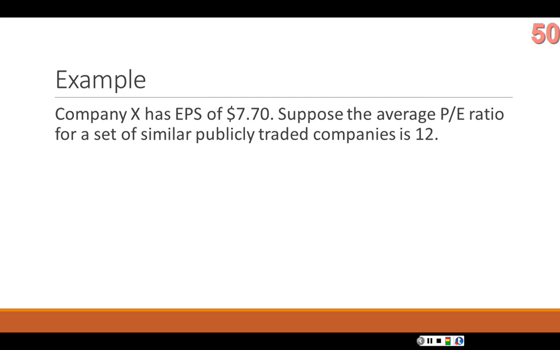So here's an example. Company X has earnings per share of $7.70. The average price earnings ratio for similar companies is 12. So the intrinsic value would be equal to our $7.70 times 12 to give you $92.40. Again, the most important thing with this is to correctly identify the industry.